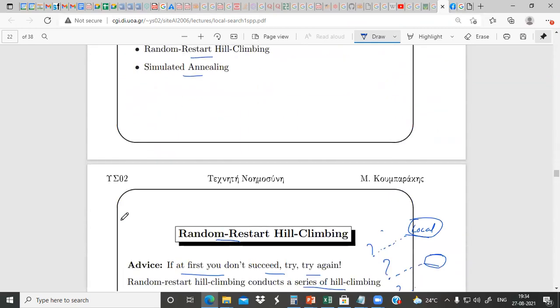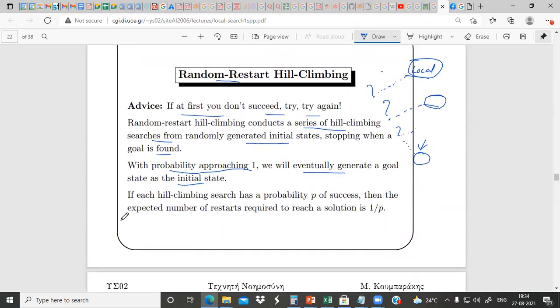When you perform this random restart hill climbing, eventually it may generate a goal state as the initial state, because if you keep on restarting, at one point it should reach the goal state. With the probability approaching 1, it will generate a goal state as the initial state. If each hill climbing search has a probability p of success, then the expected number of restarts required to reach a solution is 1 by p.